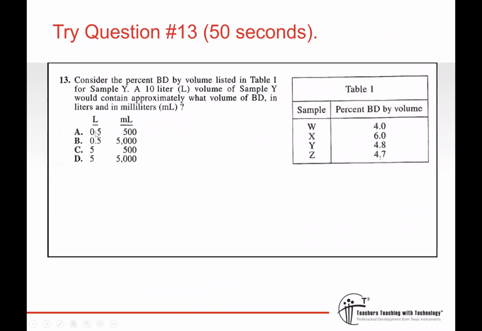And I do want you to note the parallel structure here on the answer choices. Science really likes that one a lot. Take 30 seconds.